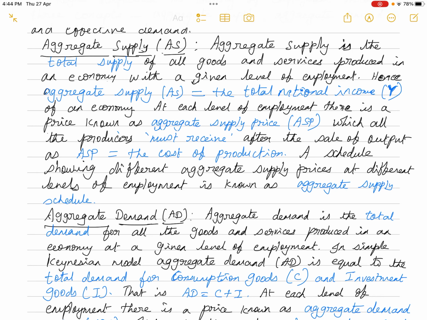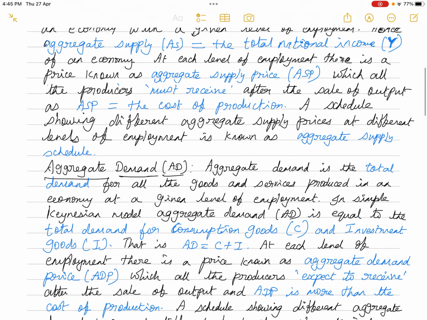If you arrange it in the form of a table, at this level of employment, this is the cost of production and this is the supply price. When the level of employment increases, the cost of production increases, and the supply price also increases. If you arrange it in order in the form of a table, that is what is known as the aggregate supply schedule. Again, when we deal with the table, you will be able to understand it better. Okay, this is as far as aggregate supply is concerned. All these are important for your 2 marks also.